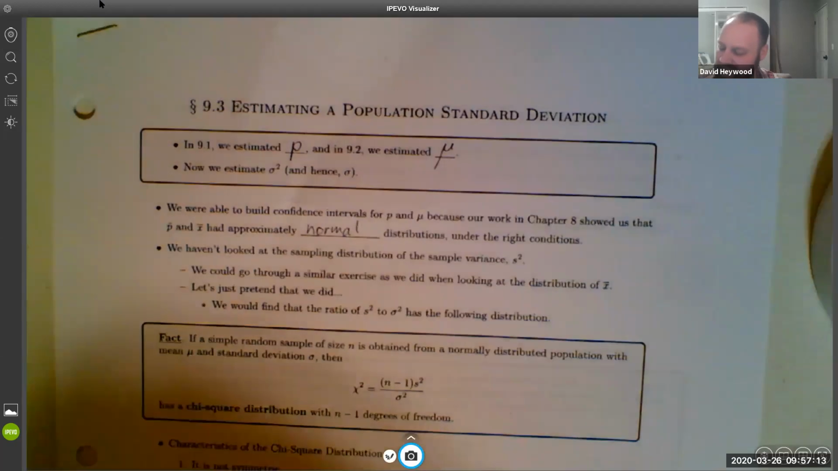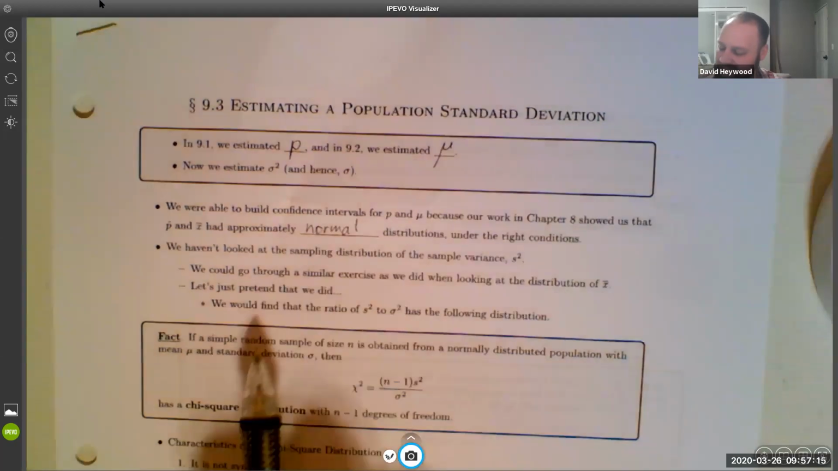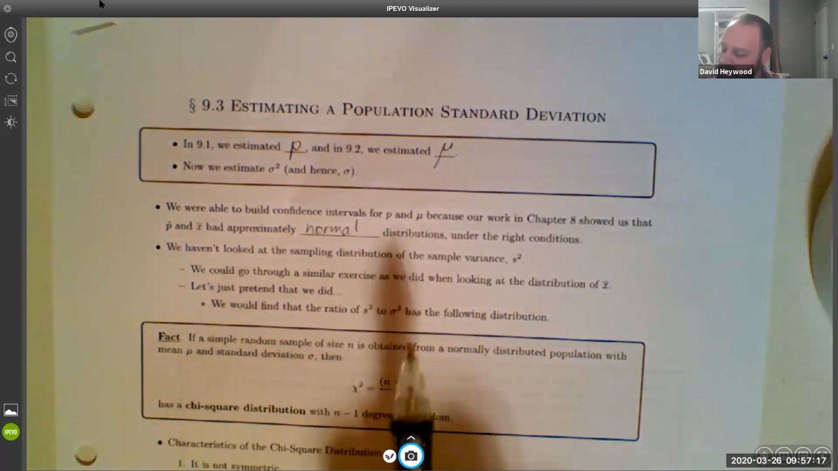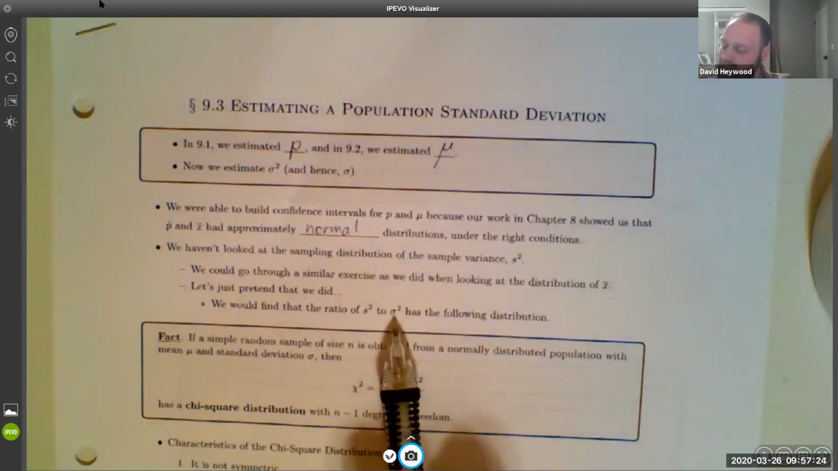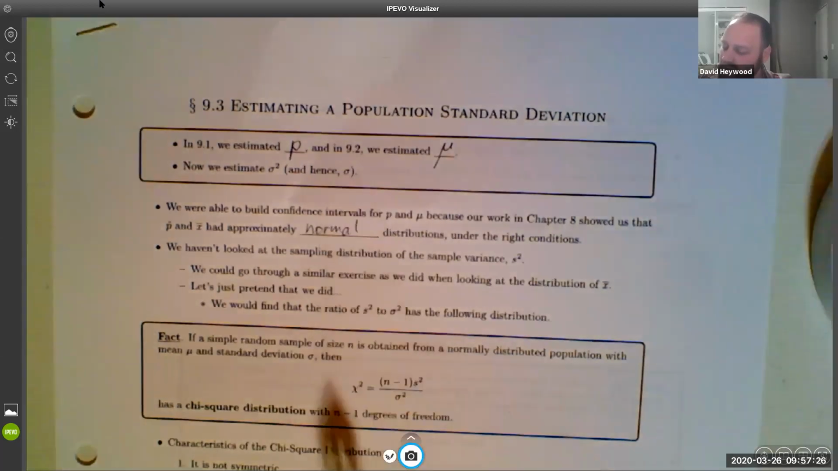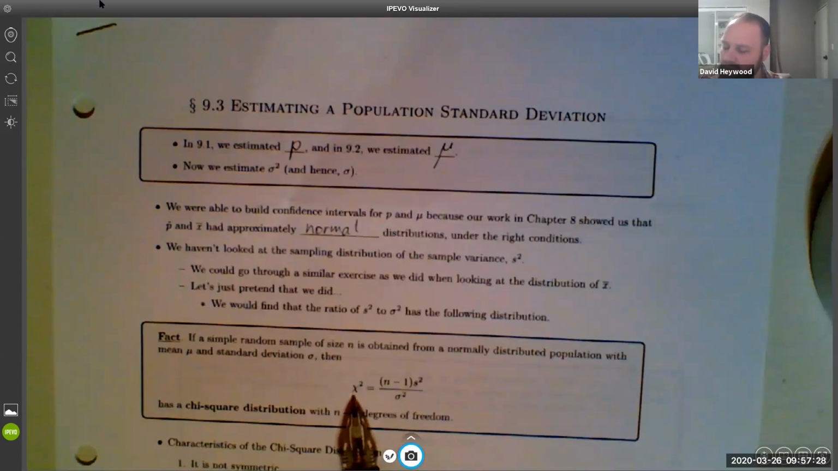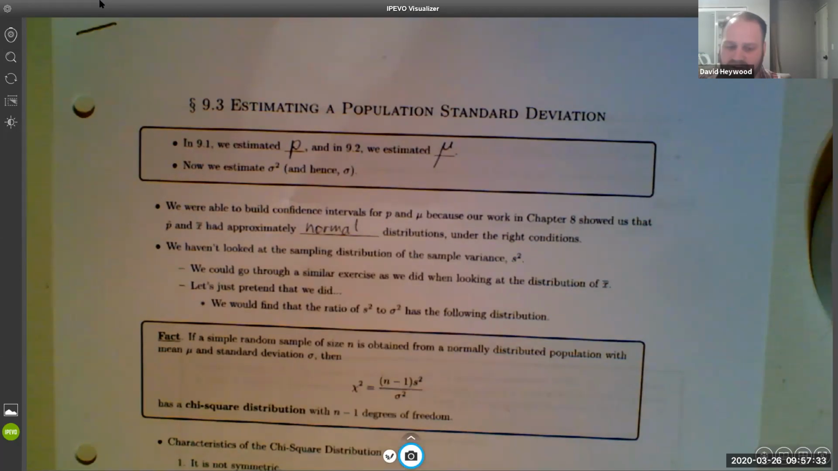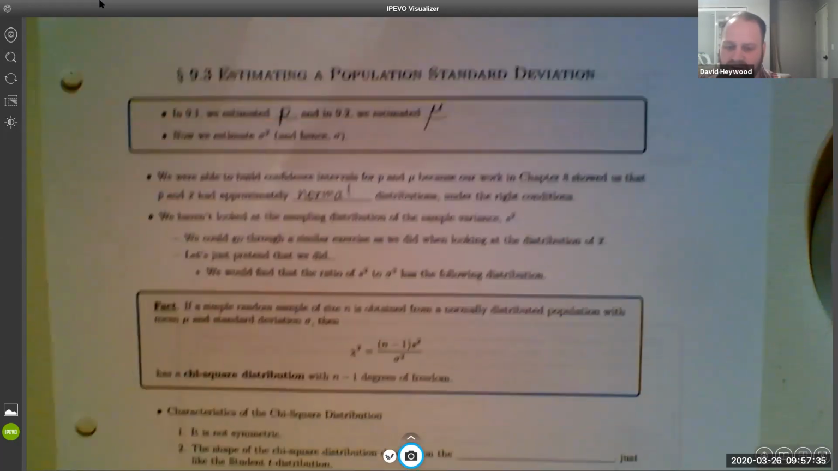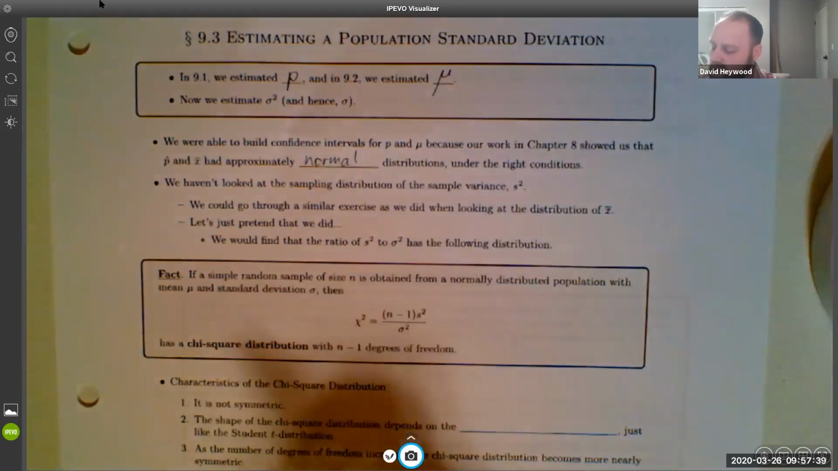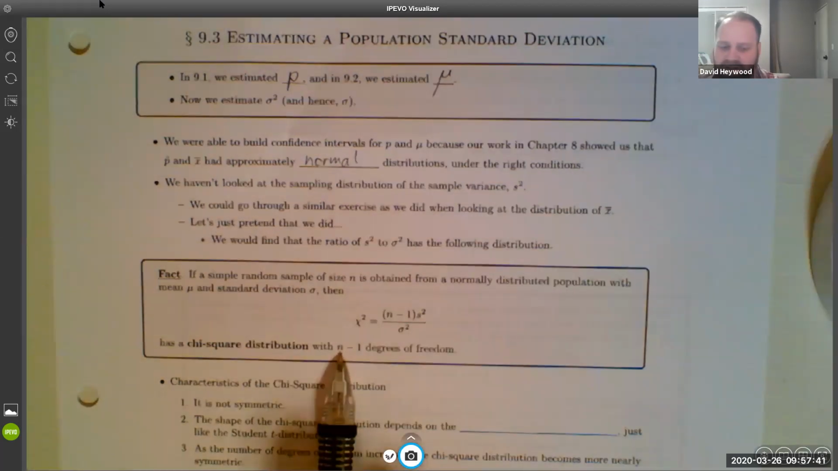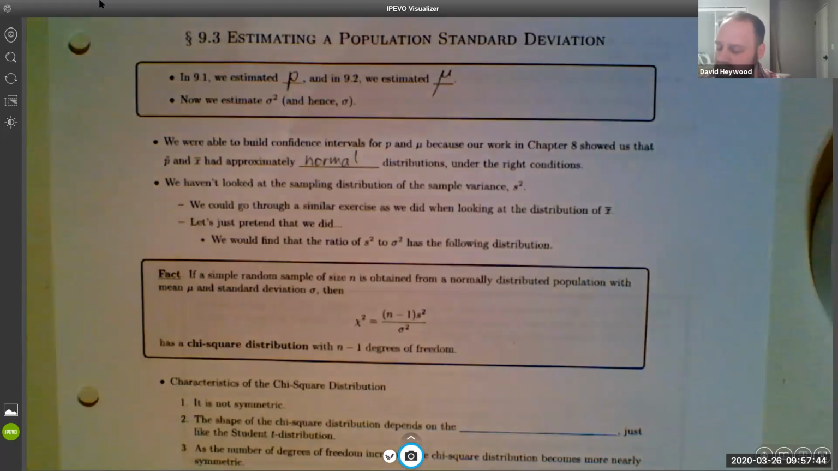So pretending that we've done that, what we would find out is that the ratio of the sample variance to the population variance follows what's called a chi-square distribution, okay, with n minus 1 degrees of freedom. And here degrees of freedom are the same as they were for Student's t distribution, okay? So you have 1 less than your sample size. That's how many degrees of freedom you have.